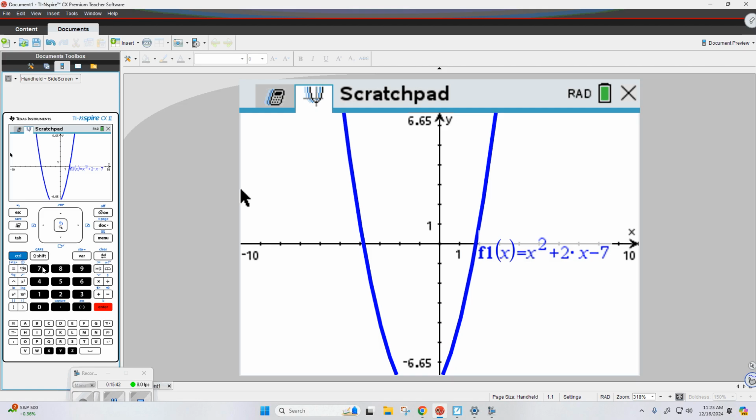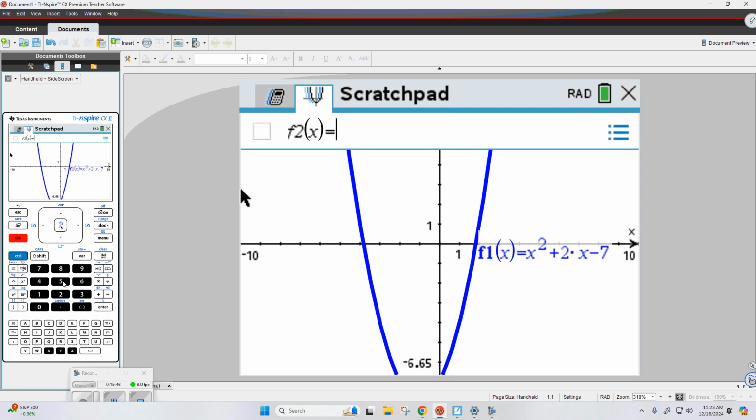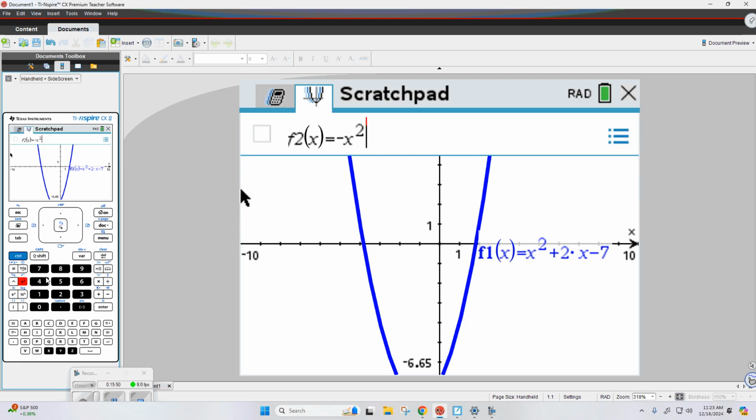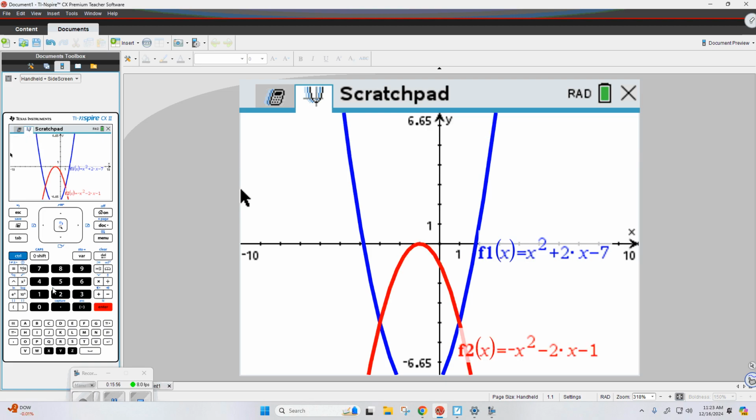Now the other one, negative x squared minus 2x minus 1. So I'm going to hit tab and type it in. Negative x squared minus 2x minus 1. Okay, so I'm going to type in the other one. Now the solution to the system is where these graphs touch, where they intersect. So this point right here and this point right here.